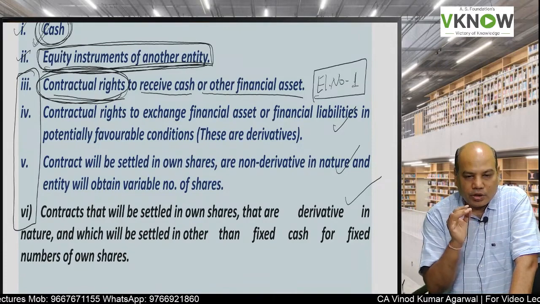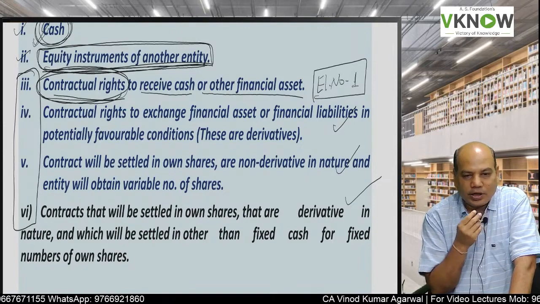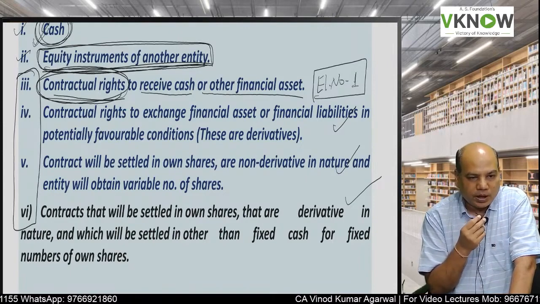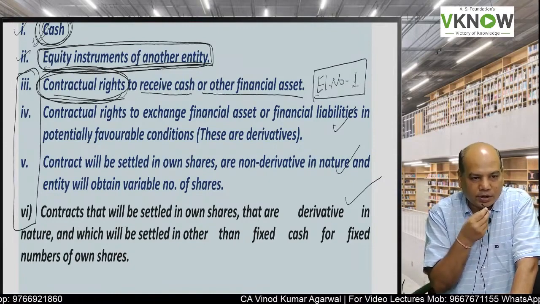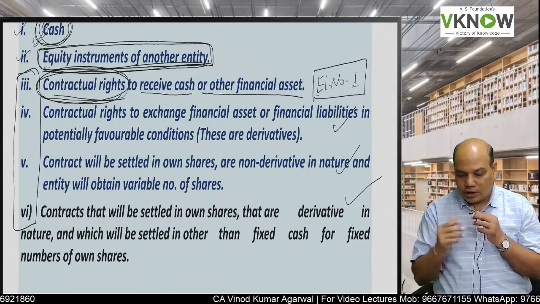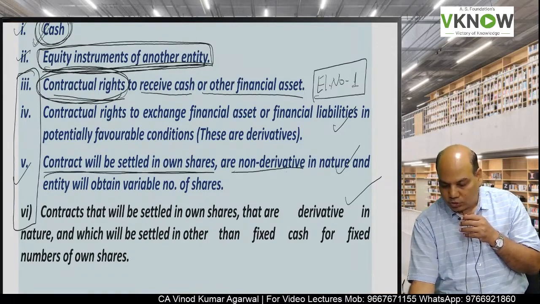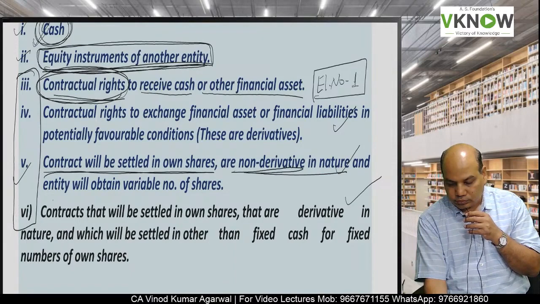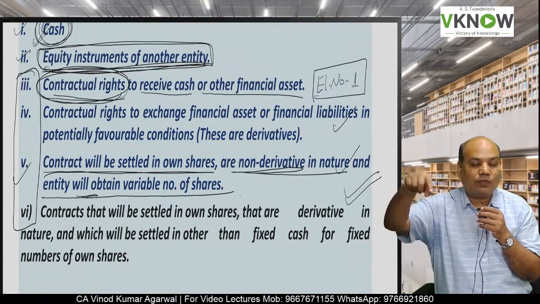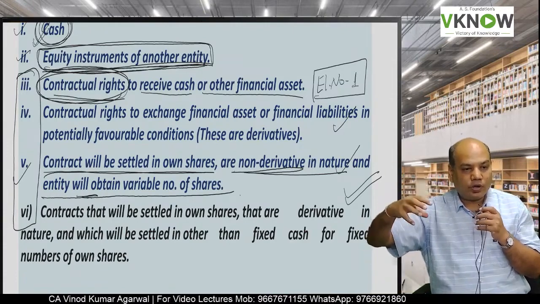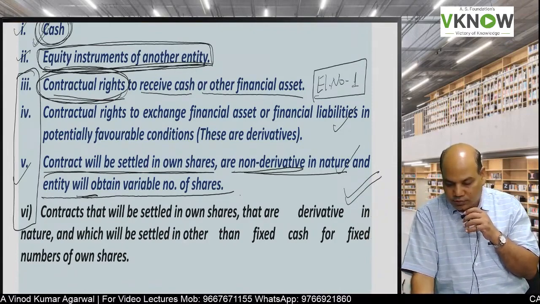These are derivatives. So for one party, a derivative would be a financial asset, and for the other party, the derivative would be a financial liability, because when the derivative turns favorable for one party, it turns unfavorable for the other party. The next element, number 5, is a contract which will be settled in own shares, which is non-derivative in nature, and the entity will obtain a variable number of shares, similar to element number 3 of financial liability, a non-derivative contract which will be settled in a variable number of own equity shares.